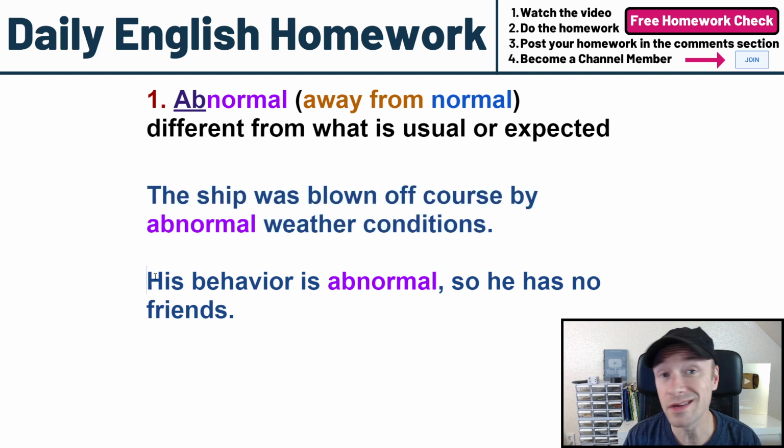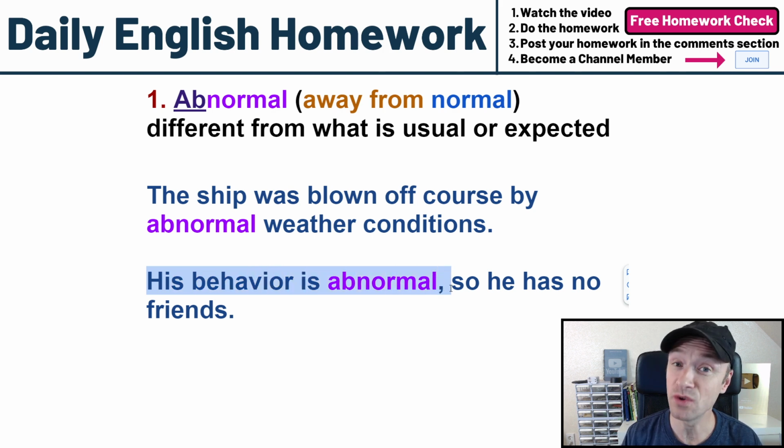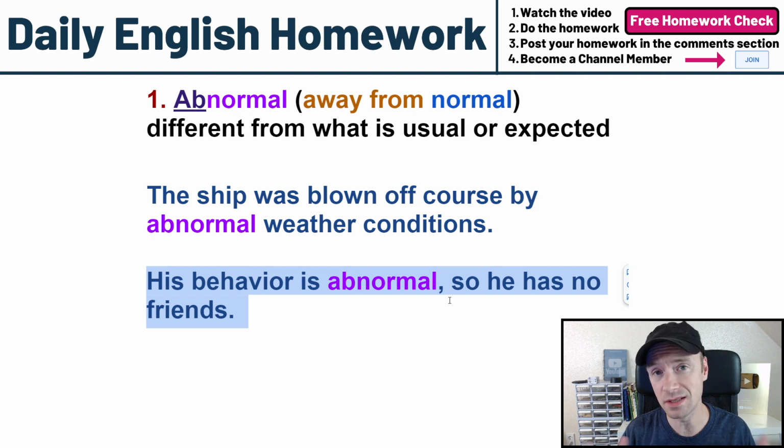And I have another example sentence here. Lucky you. Usually I give 1 example sentence, but here you got 2. His behavior is abnormal, so he has no friends. So this is talking about my childhood. So something's wrong with his behavior. It's abnormal, not normal, so he has no friends. It's a sad story. All right, so that's abnormal.